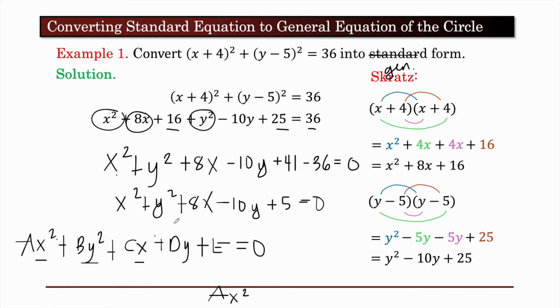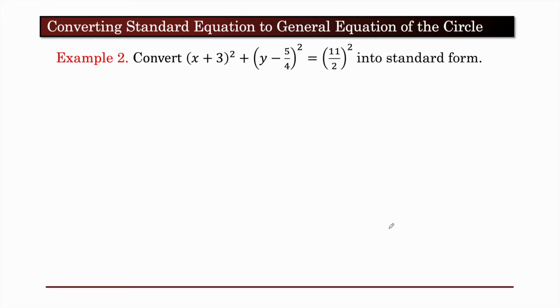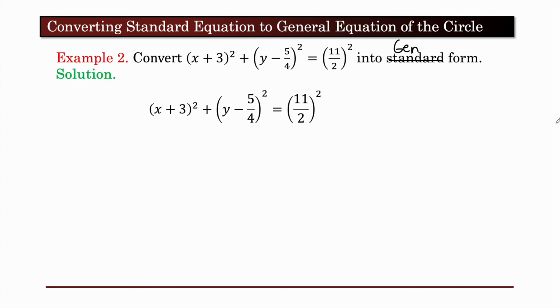Okay. So as you can see, it is now in general form. And I think this is our final answer. And let us have our last example. Convert the quantity x plus 3 raised to 2 plus y minus 5 over 4 raised to 2 equals 11 over 2 raised to 2 into, again, this is a typo. It must be general form. Okay, general form. Solution. I copy the given equation.